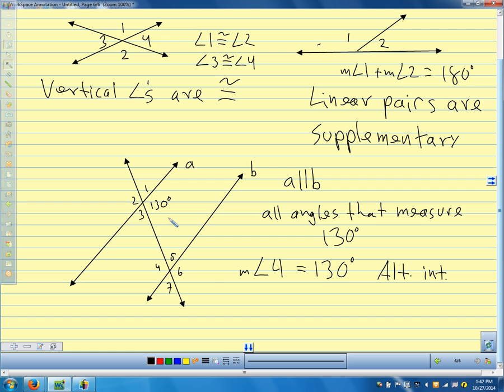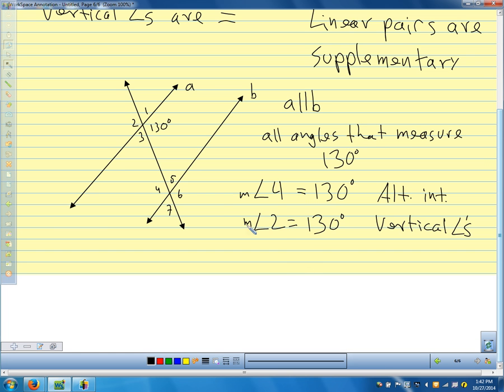So let's hold on to that. We'll talk about that in just a second. Let's figure out our other 130 degree angles. Yes? Angle 2 is 130 degrees. And why is that 130? Vertical. And did you have another one, May? Angle 6 is 130 degrees, and that is 130 degrees because it's vertical to angle 4, yes.